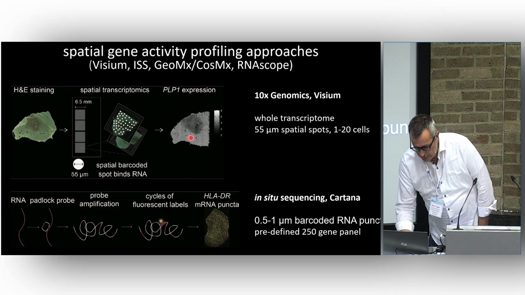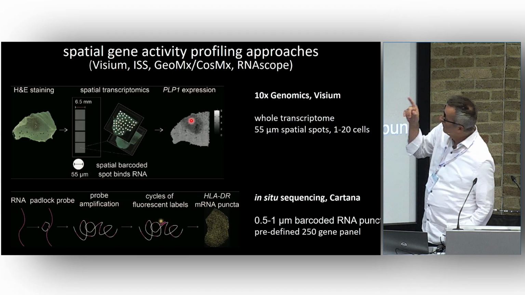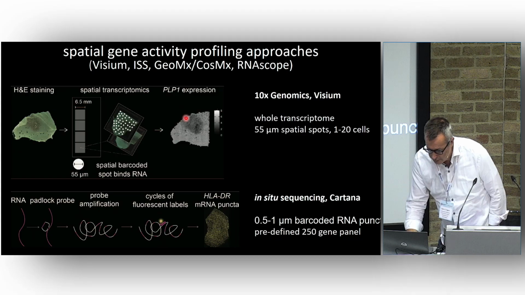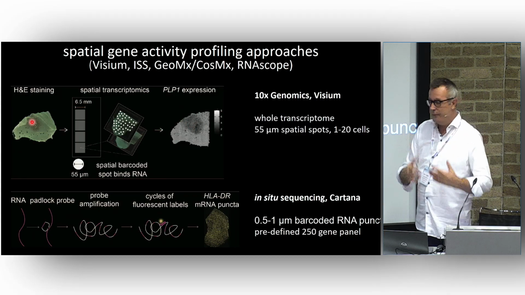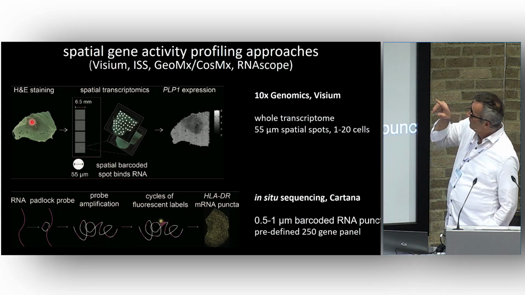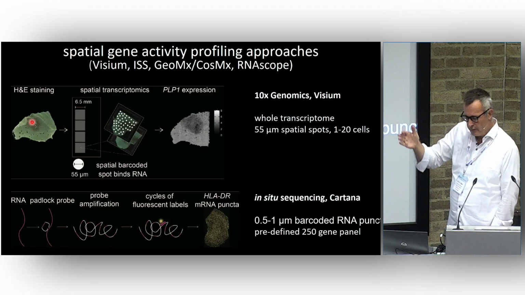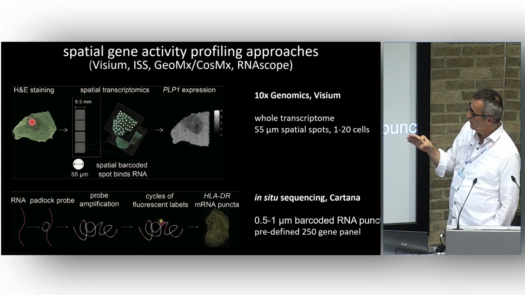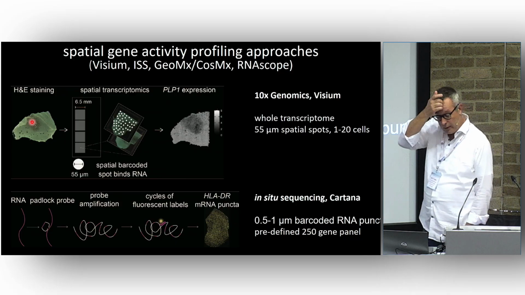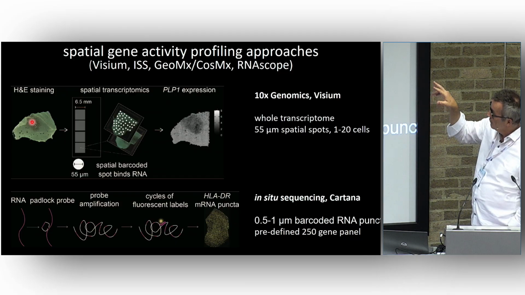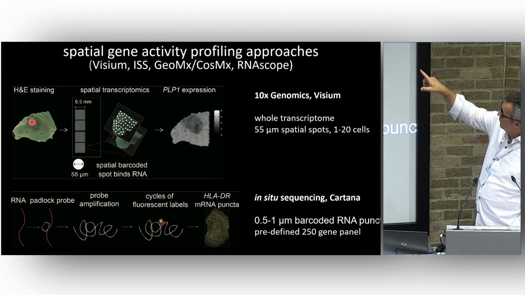So this is, for instance, a spatial plot for PLP. So this is PLP RNA that you're looking at, and you see that PLP RNA is depleted right where the lesion is. So that's how you correlate the data. So with Visium, you look at the whole transcriptome. The only drawback is that the spatial spots are large. There's a new version coming out which is smaller, but these are still relatively large, 55 microns.